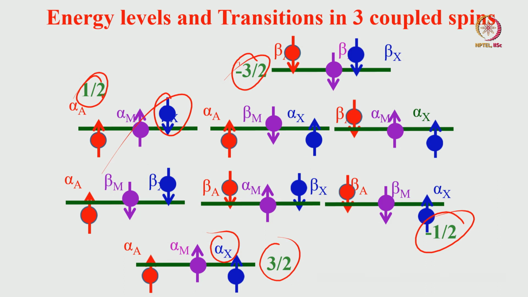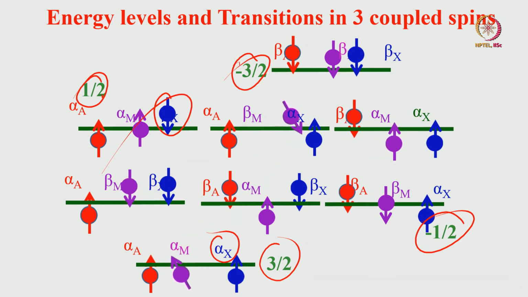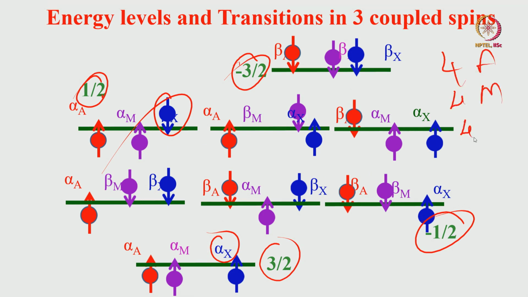Now there are 4 A transitions. We saw 4 X transitions, 4 A transitions. Now again this is allowed, where M is changing orientation from beta to alpha. This is allowed, again M is changing orientation from alpha to beta. Again this is an M transition and this is an M transition. How many did we get? 4 A transitions, 4 M transitions and 4 X transitions. Totally we have got 12 peaks. When 3 protons are coupled, 3 spins are coupled, totally we are going to get 12 transitions, 12 peaks.